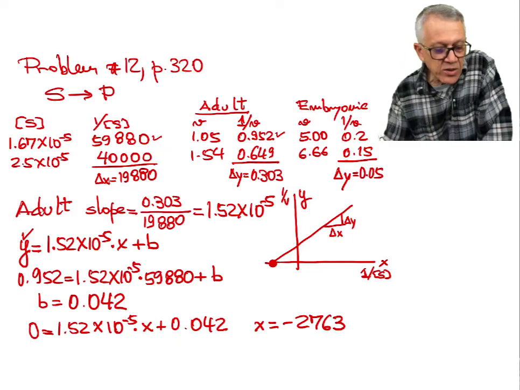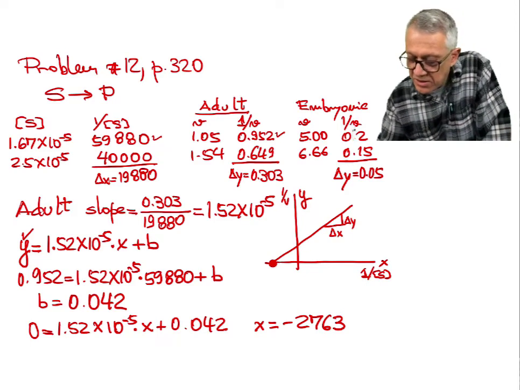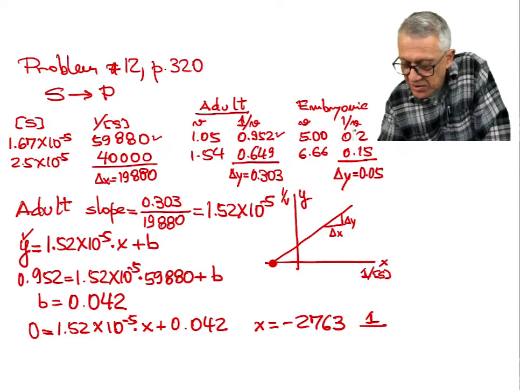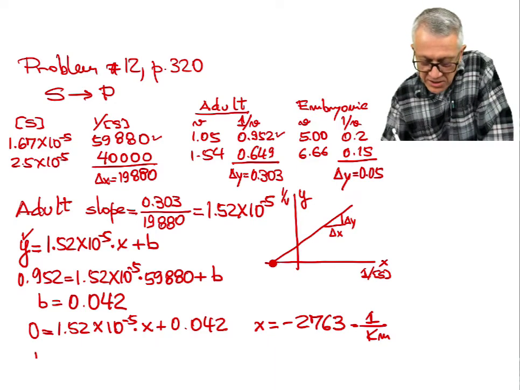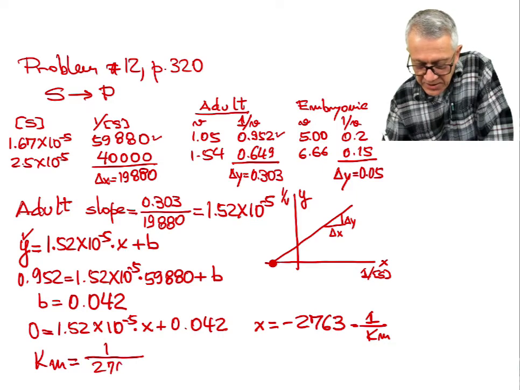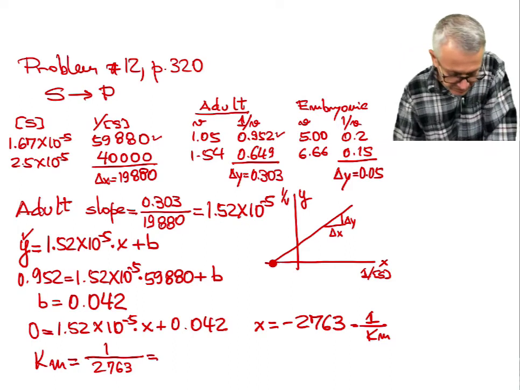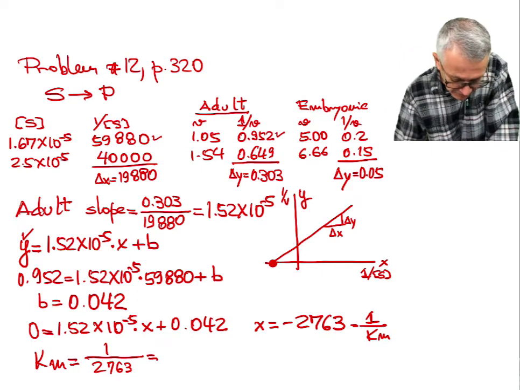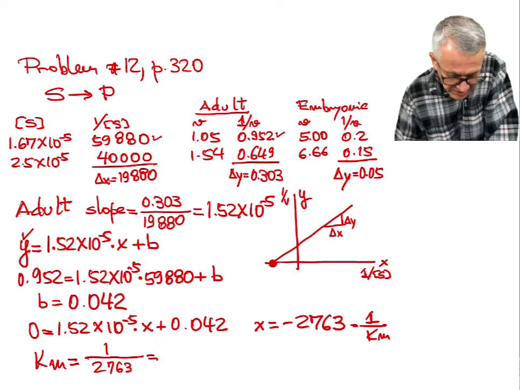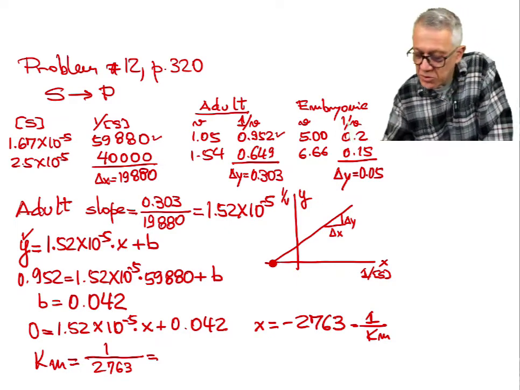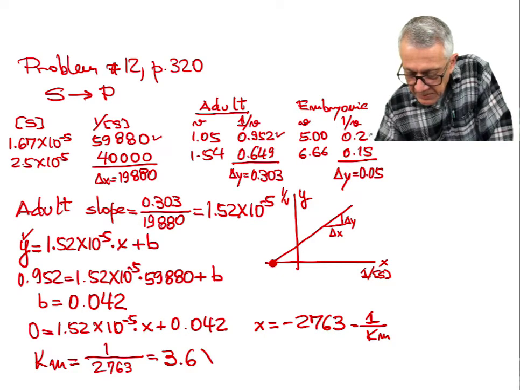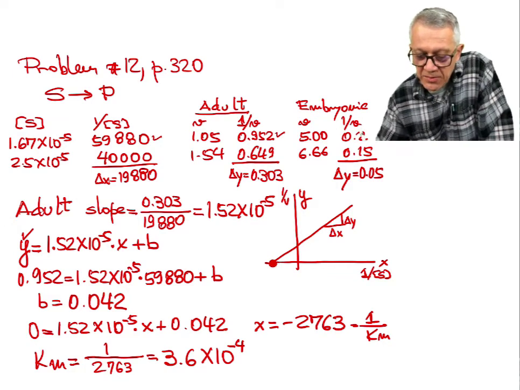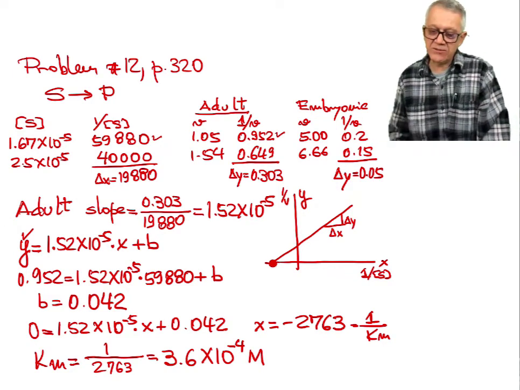And we know that this number is an inverse. This x is inverse of Km, and it's a negative also. So now I would say that Km equals 1 over 2,763. All right, so this gives us 3.6 times 10 to the power of negative 4. What's the unit for this? Molar, right? We are using molar concentration here.